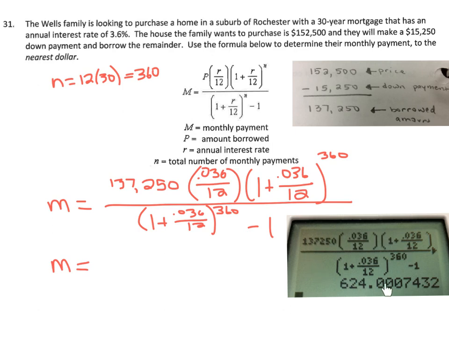Okay, so this is what it looks like in the calculator. You can't see it all on the screen, but they want you to round to the nearest dollar. So to the nearest dollar, that would be $624.